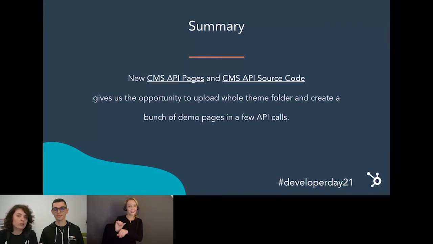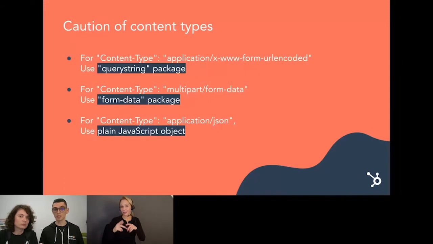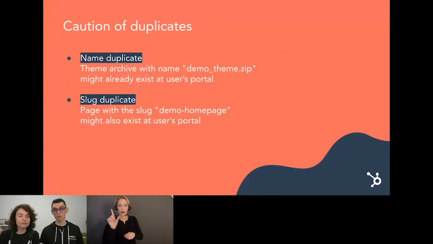If we have time, let's have a look at a few edge cases. There are 3 different content types in request headers. Each of these content types requires a specific data format, so we need to format the data accordingly. Also, be cautious of name duplication conflicts. When we create something via API, and such file or page already exists in a user account, it leads to errors that need to be foreseen in the app beforehand.